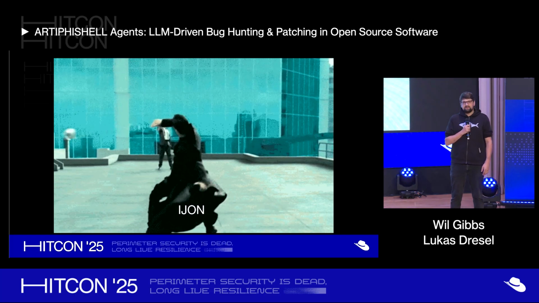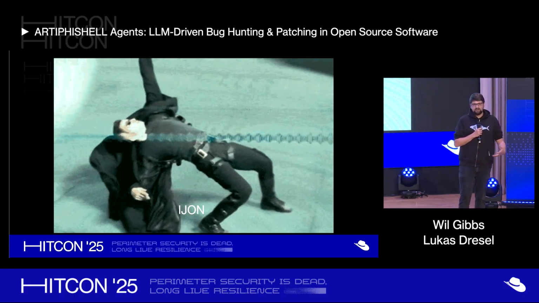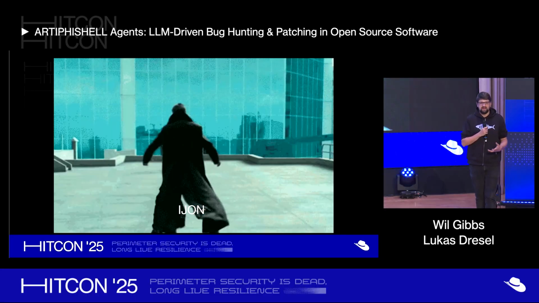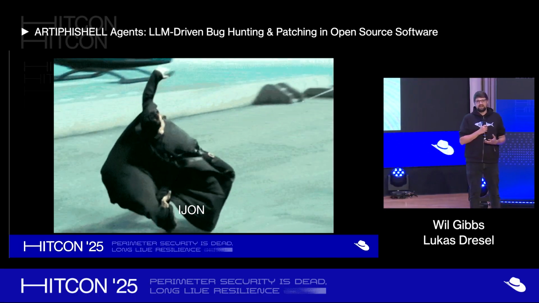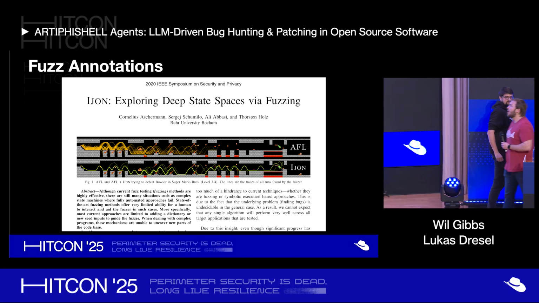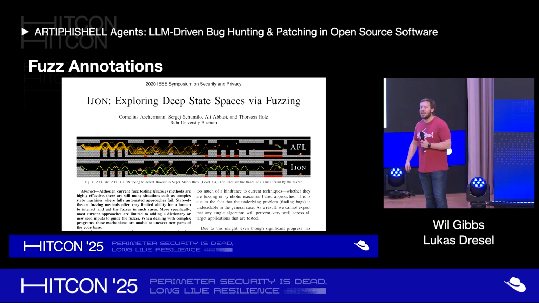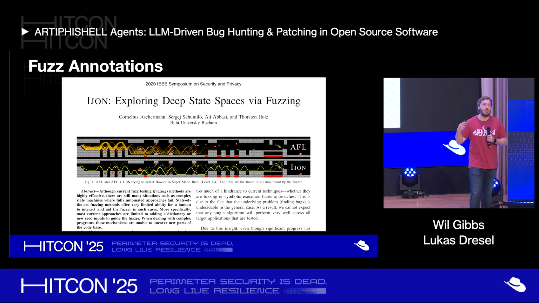Now, the first way that we can do this is we can try to understand how they act. We can try to understand how the program behaves when this happens. And to do this, we rely on a fuzzing tool called IJON. IJON was a paper released at 2020 S&P, and the idea is to increase the type of coverage that your fuzzer can find.